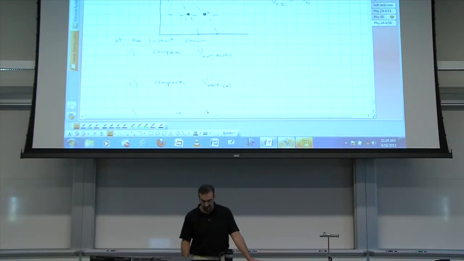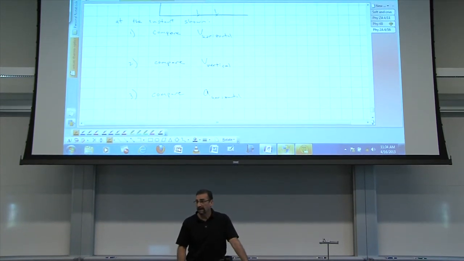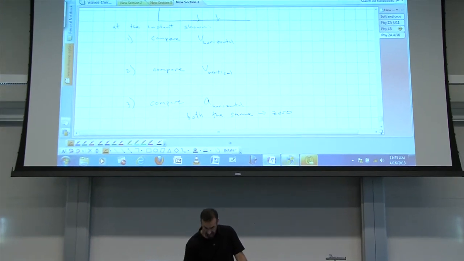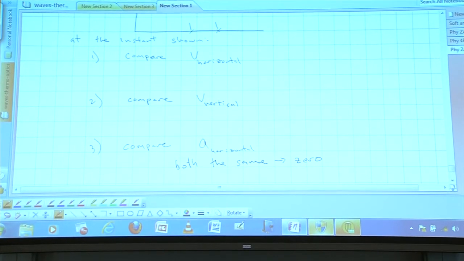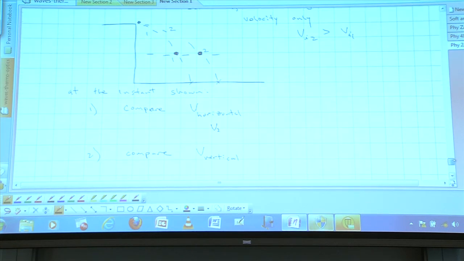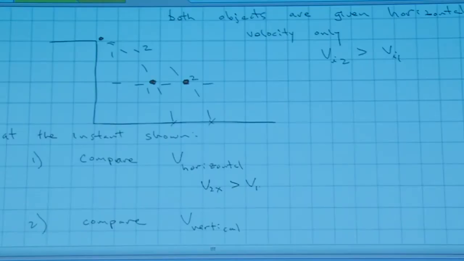How do the horizontal velocities compare? Well, maybe we should do 3 first. How do the horizontal accelerations compare? They're the same. And what are they? So how do the horizontal velocities compare? V2x is greater than v1x, because that's how they started out and they haven't changed at all.